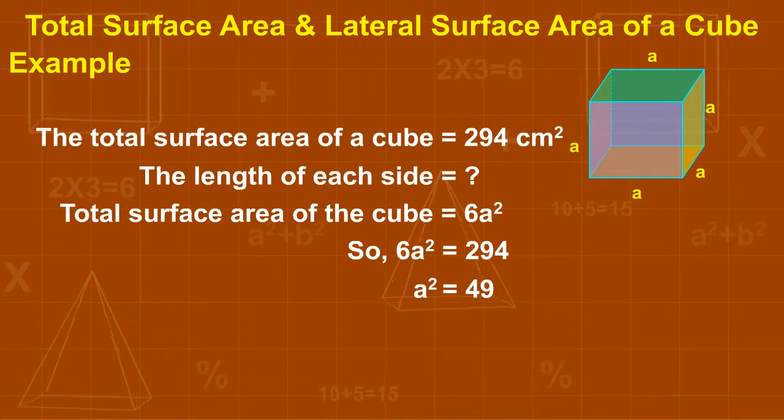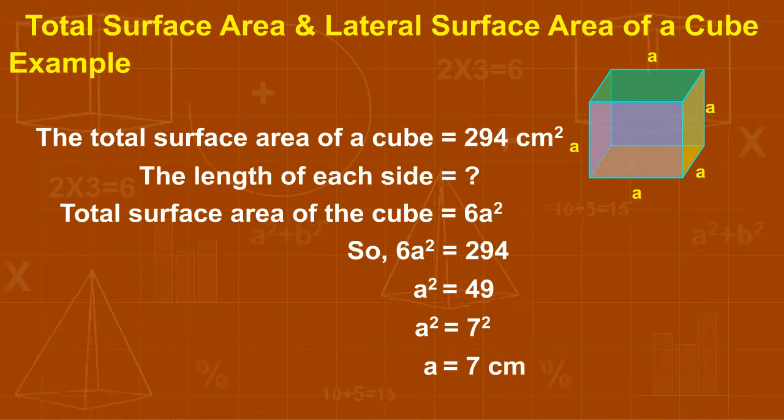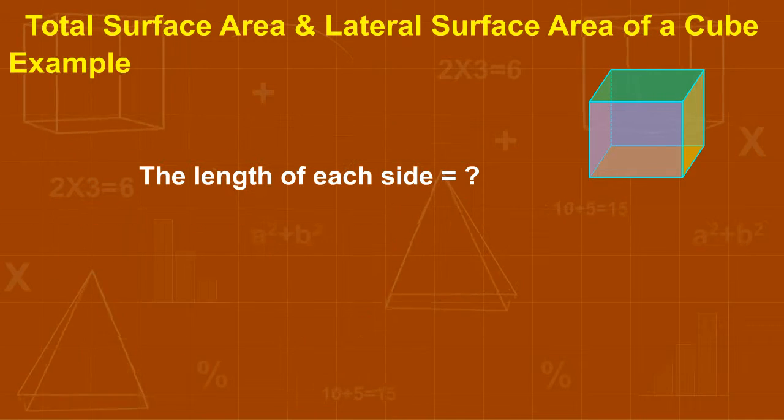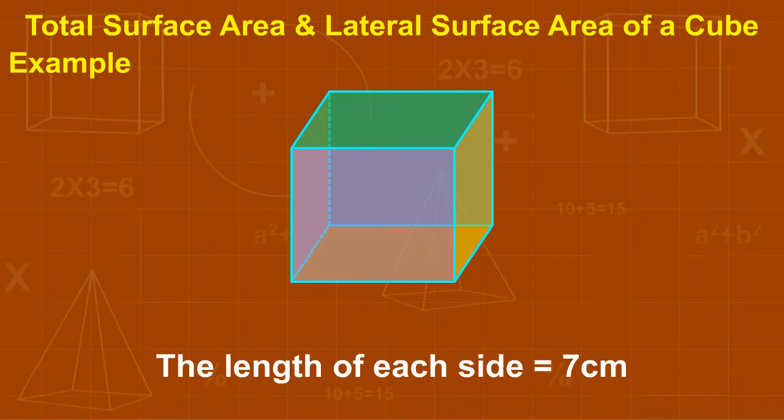A square is equal to 49. A square is equal to 7 square. A is equal to 7 centimeter. Hence, the length of each side of the cube is 7 centimeter.